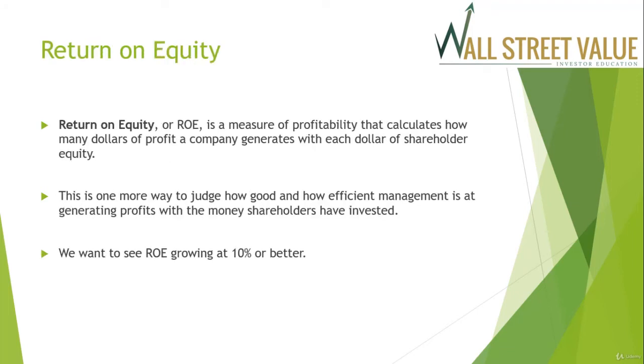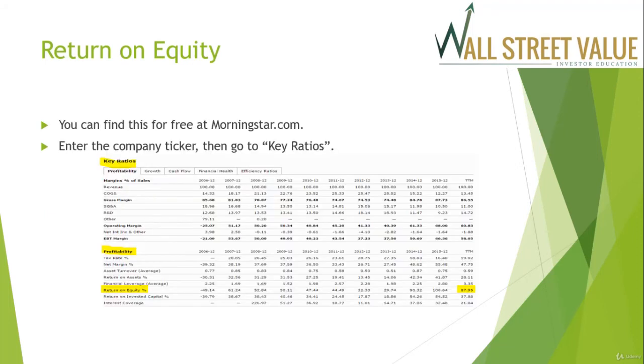Return on equity, we also call this ROE. This is a measure of profitability that calculates how many dollars of profit a company generates with each dollar of shareholder equity. One more way to judge how good and how efficient management is at generating profits with the money shareholders have invested. We want to see ROE growing at 10% or better. We find this for free at Morningstar.com. What we do is we enter the company's ticker symbol, and we'll click on Q ratios, and all the way down you'll see a tab that says profitability, and then below that you see return on equity.